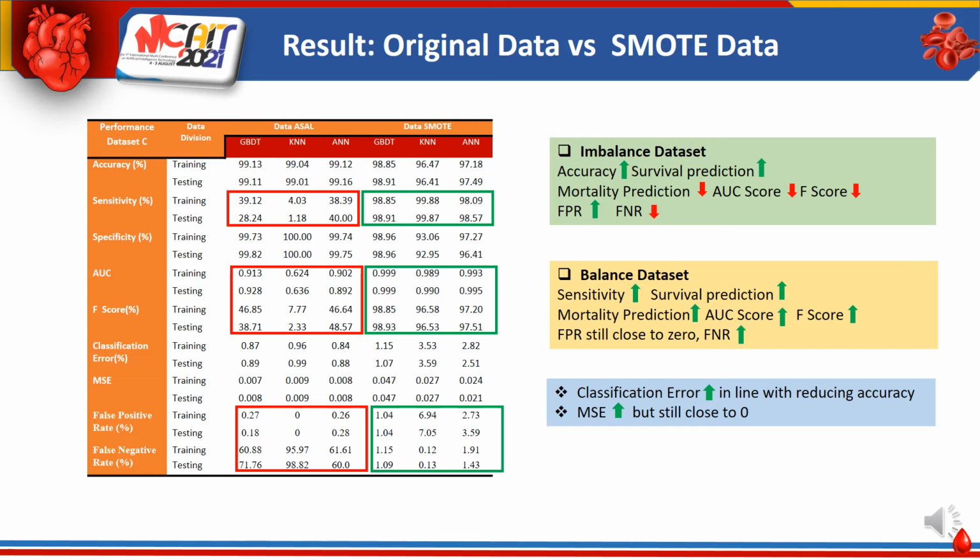For the balanced dataset, SMOTE, high performance on overall assessment. Classification error increased as accuracy decreased. MSE also increased but is still close to 0.